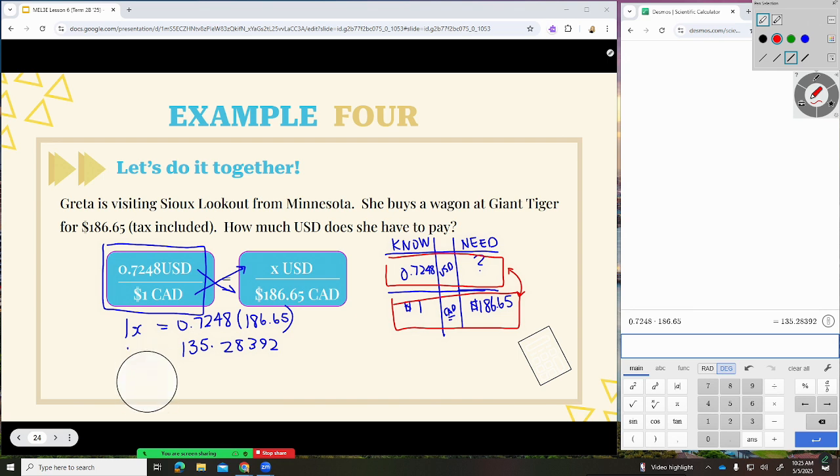So right now it says 1x equals, and that 1, as we talked about, is multiplied with the x. We did cross multiplication, and because they're not like terms, we couldn't solve for it, so we had to put them together. So the x is attached to the 1 through multiplication. To do the opposite operation, we have to divide.